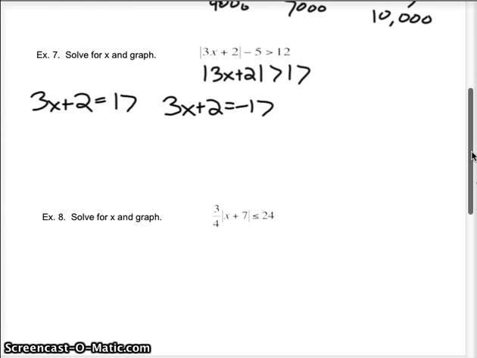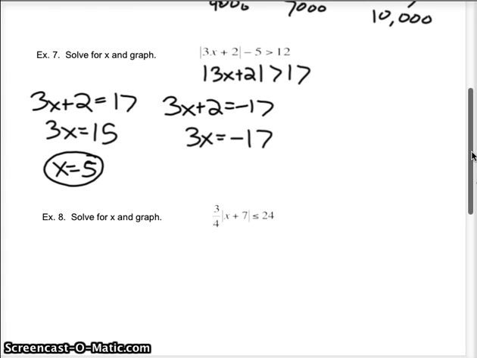So I subtract 2 from both sides here. So I get 3x equals 15. Divide by 3, x equals 5. Here I subtract 2. So subtracting from both sides, 3x equals negative 19. And then divide by 3. Now, since we're going to be plotting it, I'm going to take that and actually make a decimal out of it. That is negative 6.3 repeating. So these are my two endpoints for my graph.